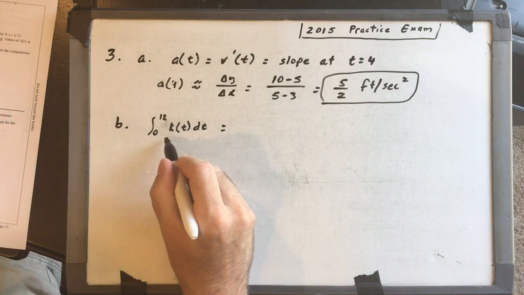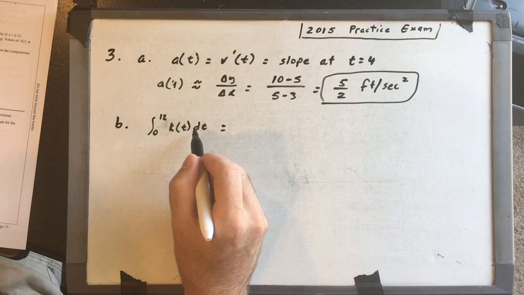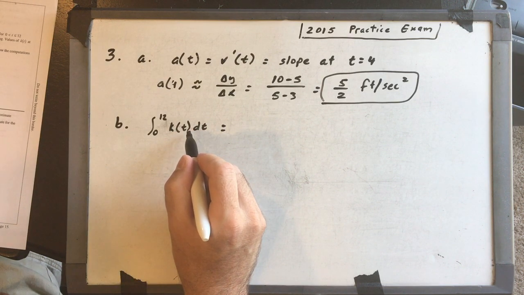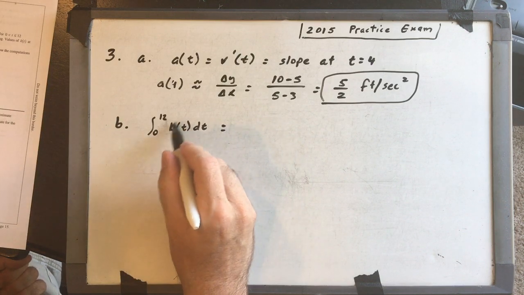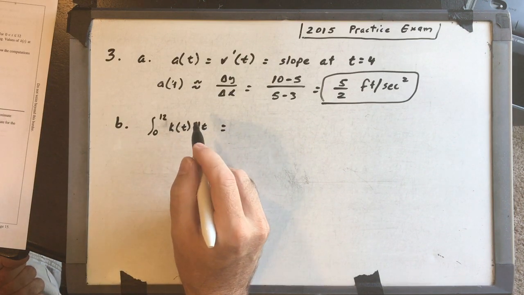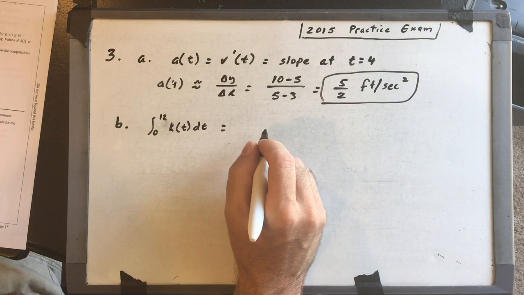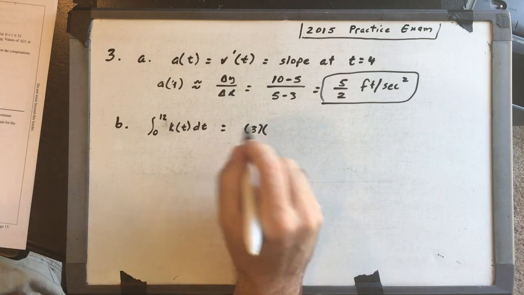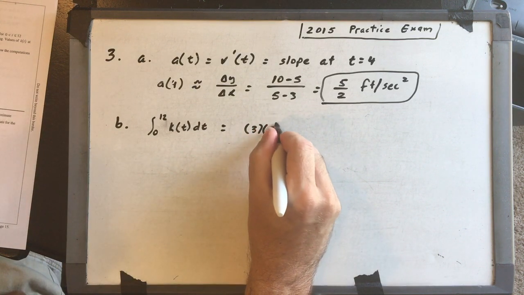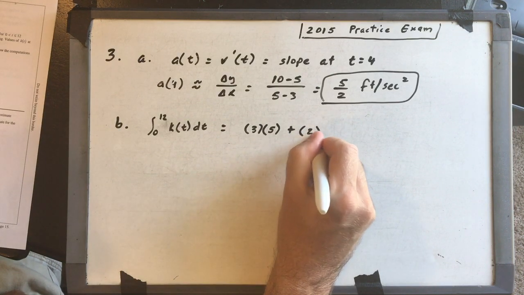Okay, when we integrate velocity, what do we get? We get position. So our units of measure are going to end up being feet. So how far did she skate during this period? Our first base is from 0 to 3, so that's 3. And the right height would be 5. The second base is from 3 to 5, so that's a base of 2.